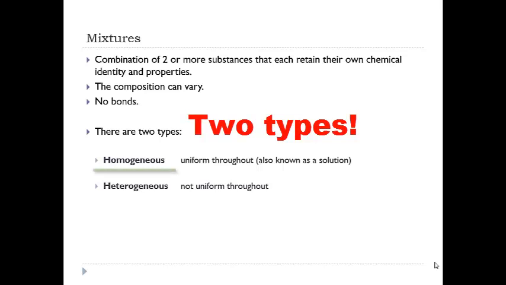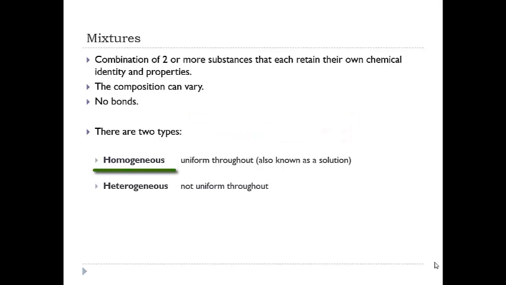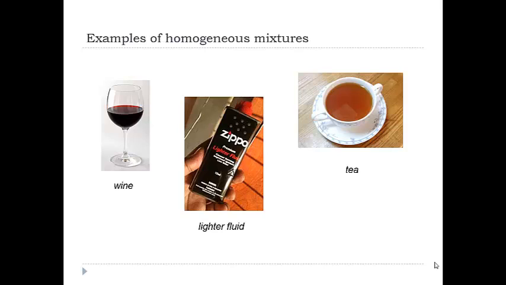There are two types. You can have a homogeneous mixture, and a homogeneous mixture is uniform throughout. It's also known as a solution. A heterogeneous mixture is not uniform throughout. It's not the same throughout. You can think of a heterogeneous mixture as, for instance, lumpy. Let's look at some examples.